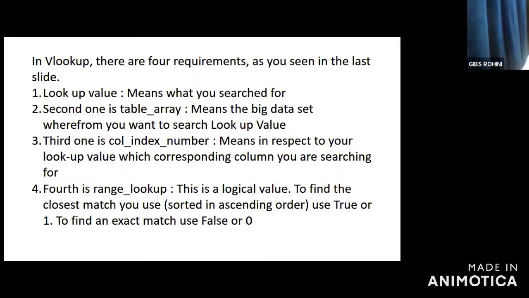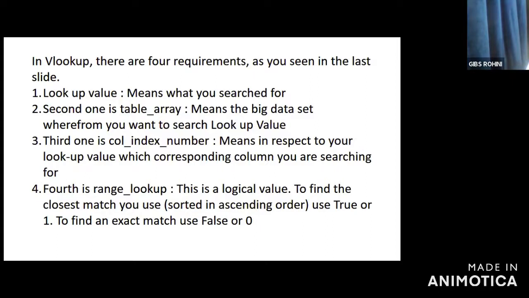Now the second one is table array. That means where I want to match this value from. That means the total A column. The third one is column index number, which means which column number I want to connect with this one. And the fourth one is range lookup.